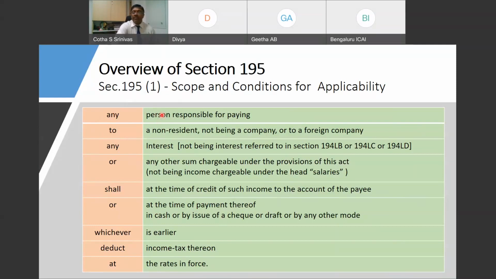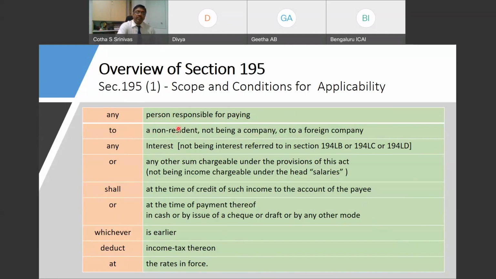So person, we know, is defined in section 2, subsection 31. So any person means any person under section 2(31), any person who is responsible for paying. We have also understood person responsible for paying, which has been defined in section 204. Earlier I explained to you who are the persons responsible for paying. A separate section is there, section 204, which deals with person responsible for paying. Any person responsible for paying to whom? To a non-resident, not being a company, or to a foreign company.